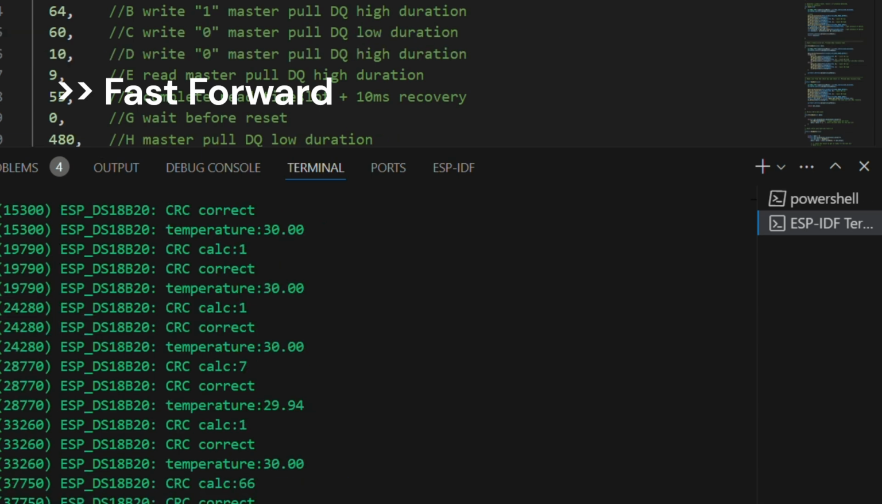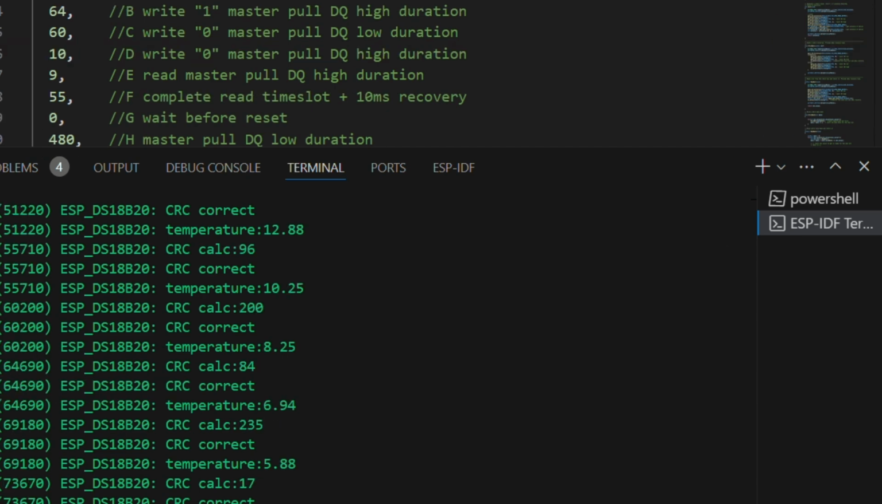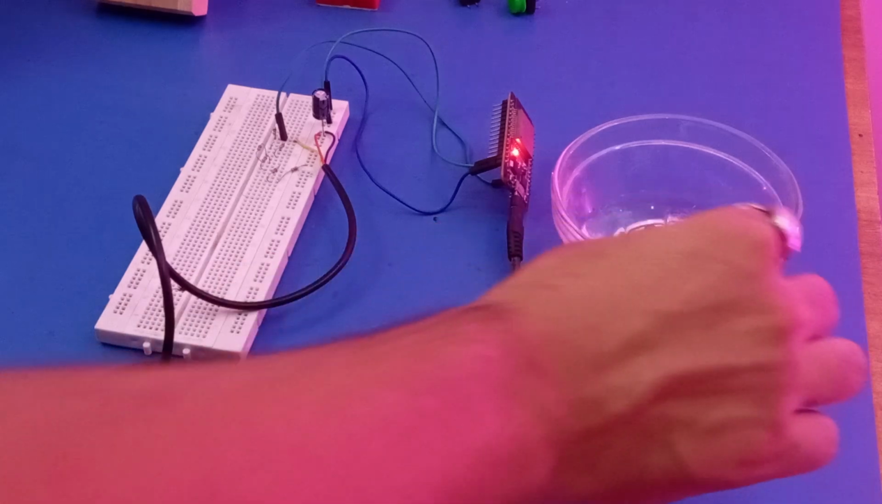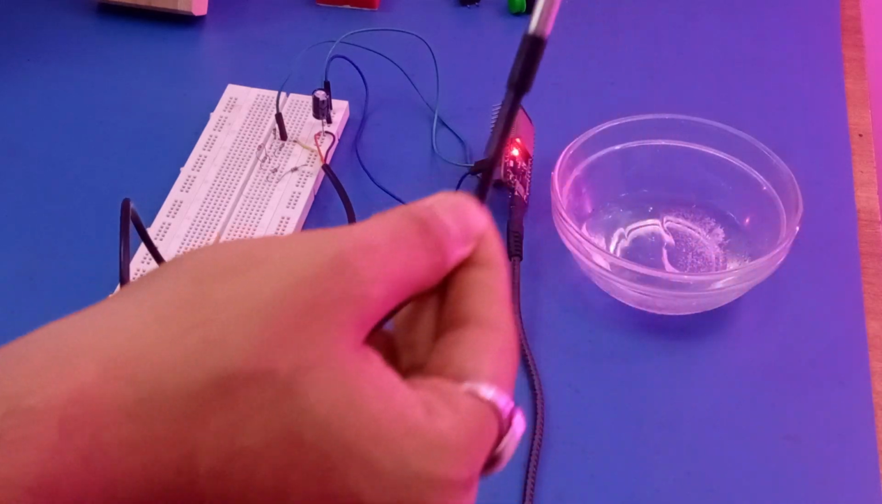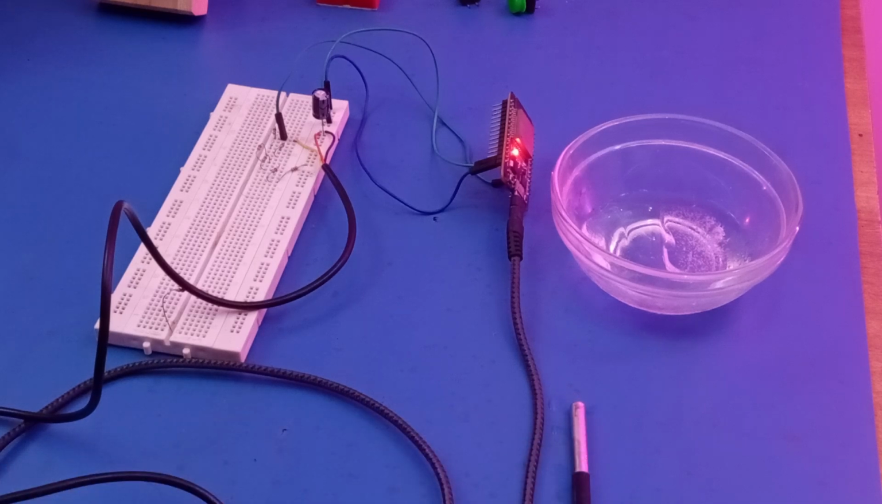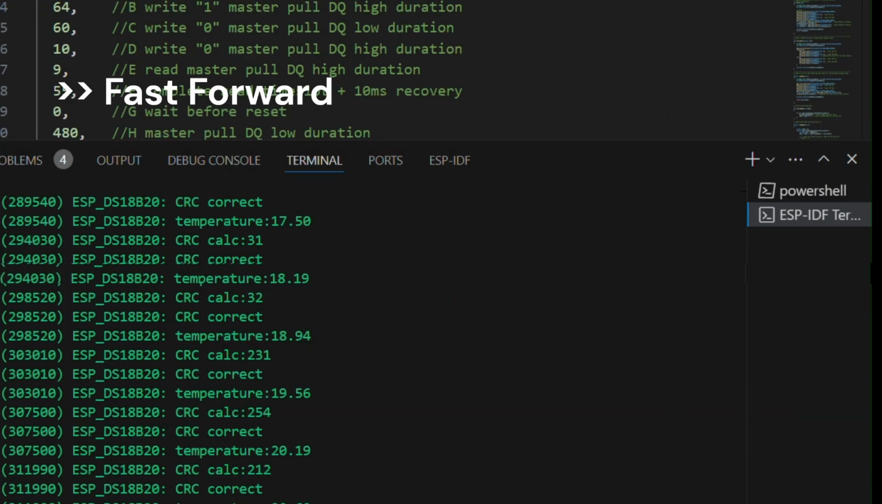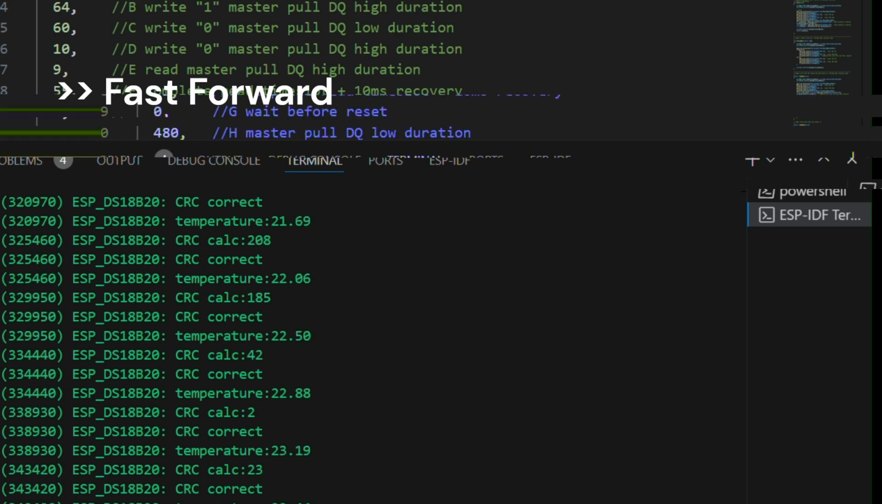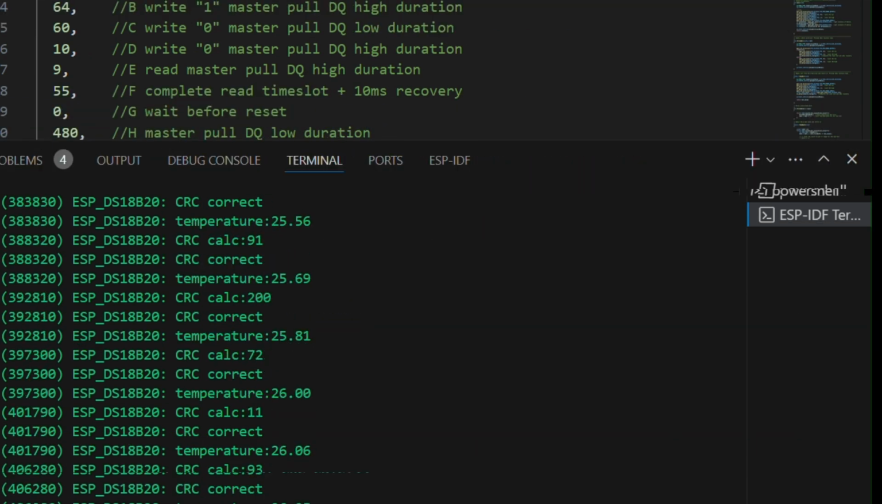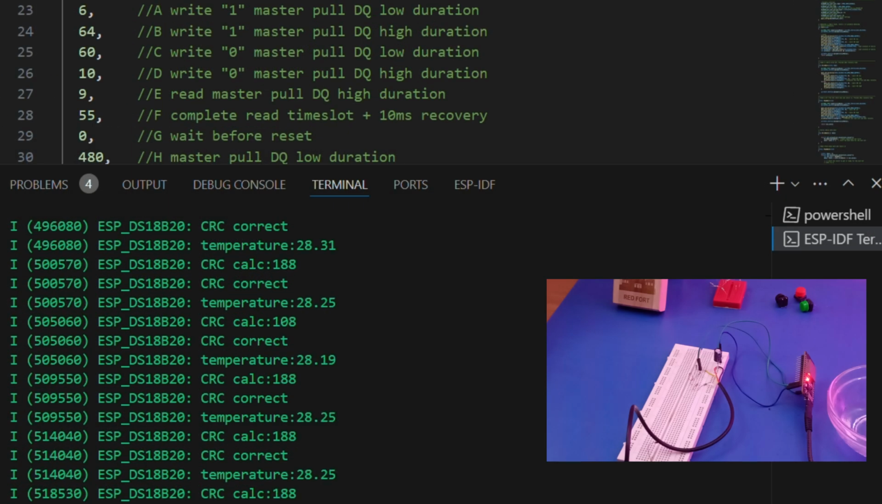Alright, so I've dipped the sensor deep down in the ice and we can observe that the temperature is dropping. Of course, I have fast forwarded this video. And it eventually reaches roughly about 3 degrees Celsius. Next, when I remove the sensor back from the ice tub, the temperature will gradually rise. And this time also, I have fast forwarded the video. And it eventually settles back to 28, 29 degrees roughly.